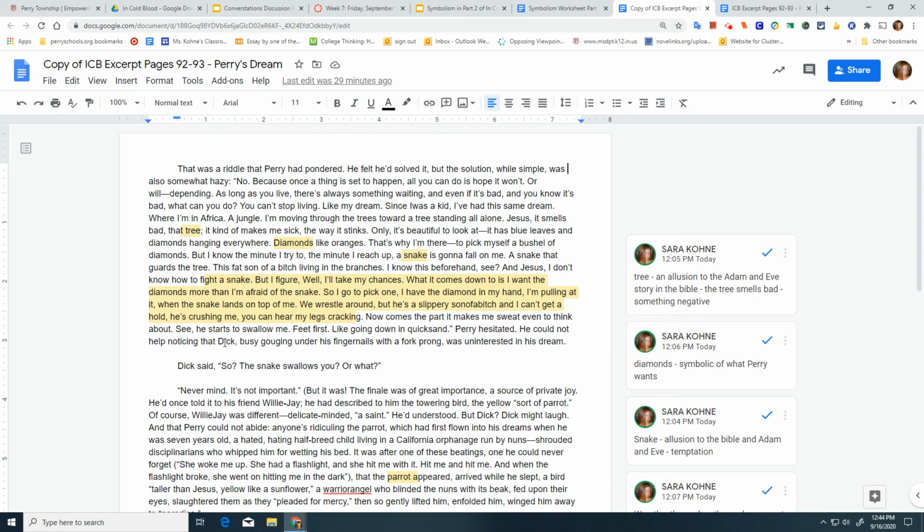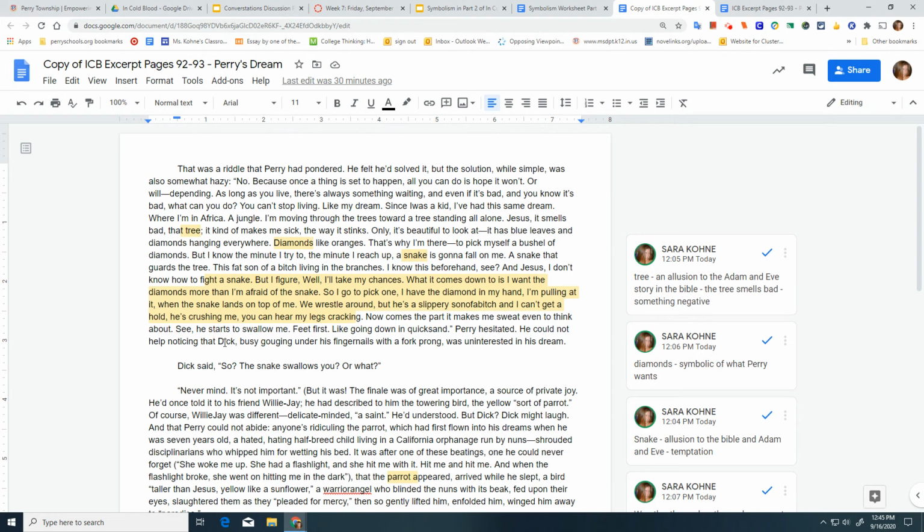That was a riddle that Perry had pondered. He felt he'd solved it, but the solution, while simple, was also somewhat hazy. No, because once a thing is set to happen, all you can do is hope it won't, or will, depending. As long as you live, there's always something waiting. And even if it's bad, and you know it's bad, what can you do? You can't stop living. Like my dream.